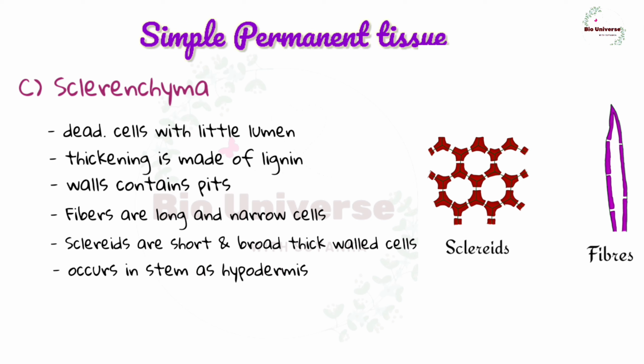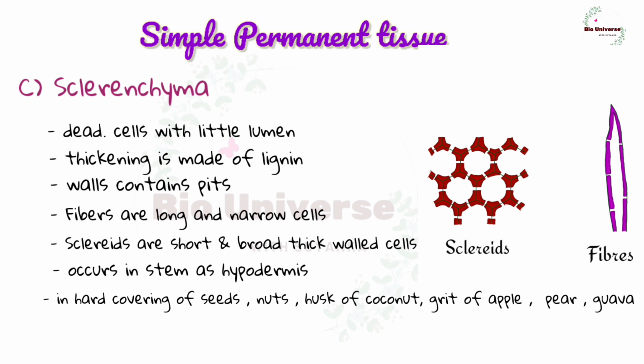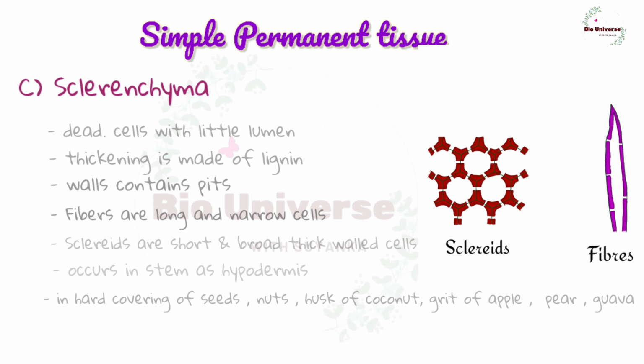Sclerenchyma occurs in the stem as hypodermis in monocot stems, around vascular bundles, inside xylem and phloem, in the hard covering of seeds and nuts, the husk of coconut, and the grit of apple, pear, and guava.